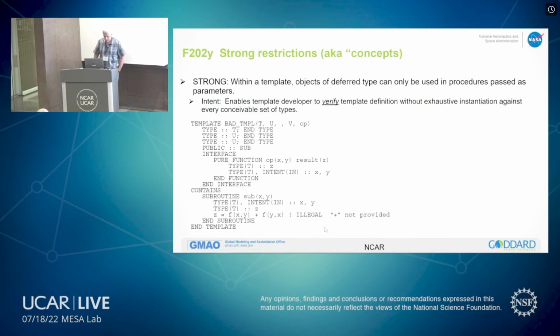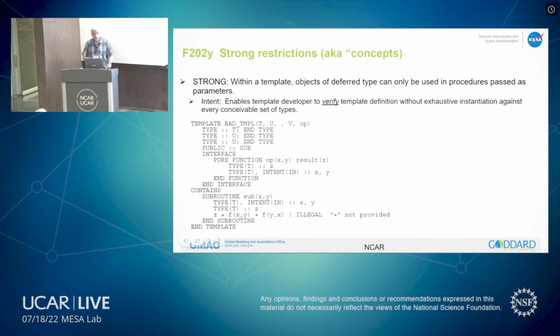Okay, strong restrictions. Here what we're saying is that within the template itself, the template can only use a certain subclass of procedures. In particular, if it's going to use any procedures that involve the deferred types, those must be defined in terms of interfaces of procedures that have been passed in themselves as parameters, okay? And this has some pretty strong implications for things you can and can't do inside of a template. Now, why would you want to do something like this?